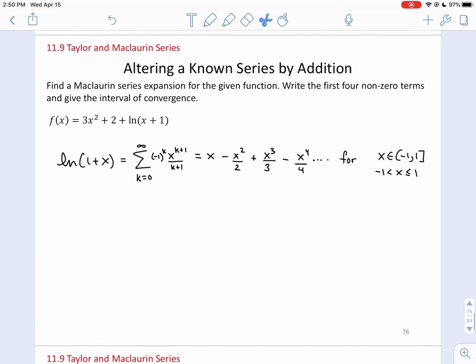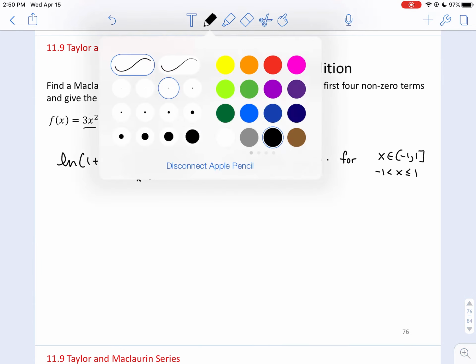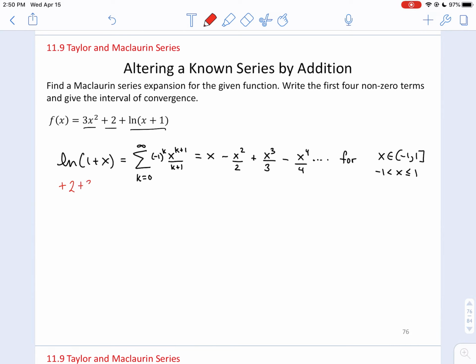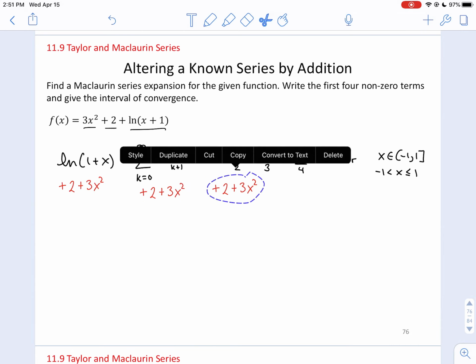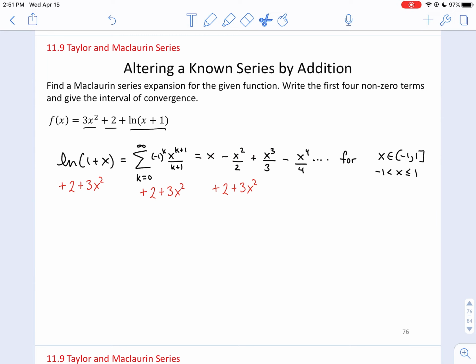And the last one is by adding stuff to a series. If you have a function and then you have a few terms added to it, let's write it this way. We're going to add 2 plus 3x squared to all three components of this. You're going to add it to the summation notation form and an expanded form. And doing this also has no effect on the convergence.